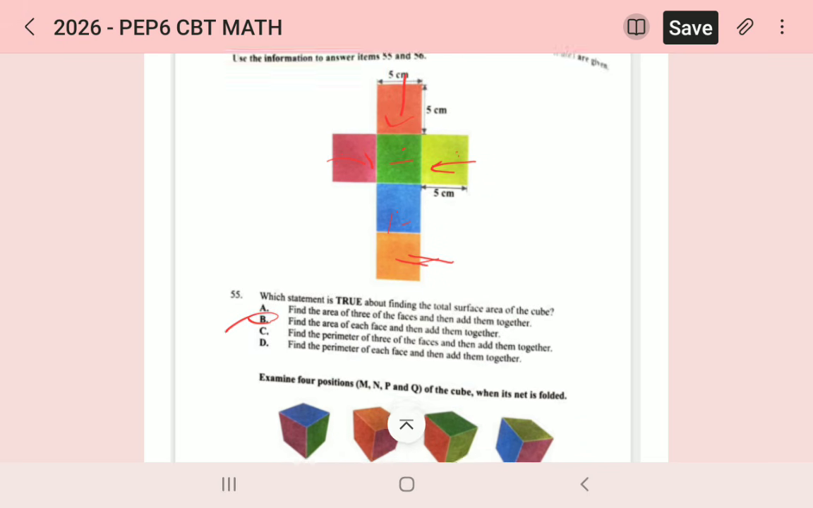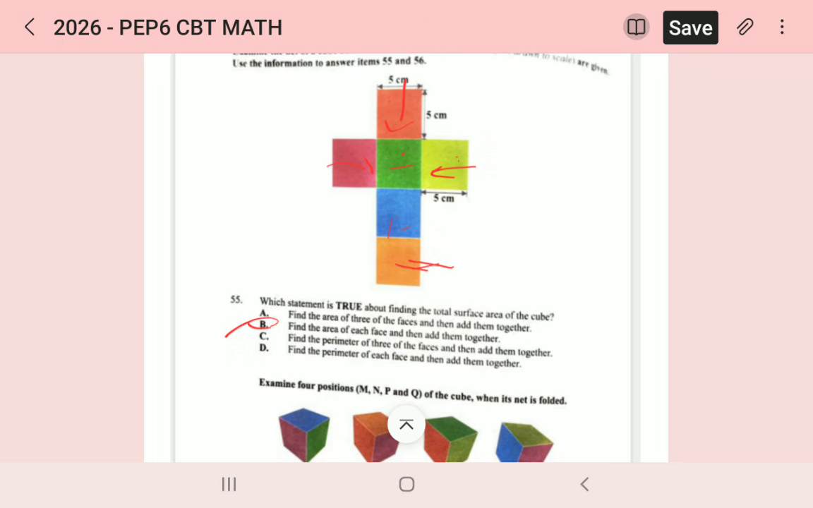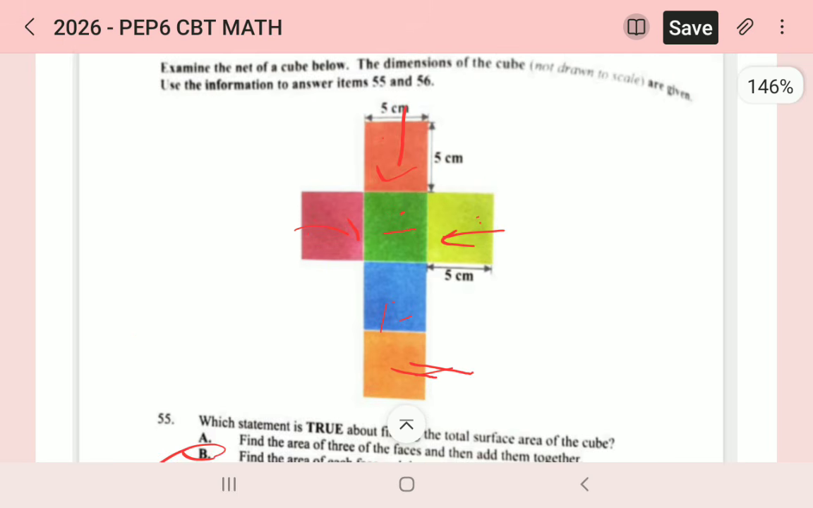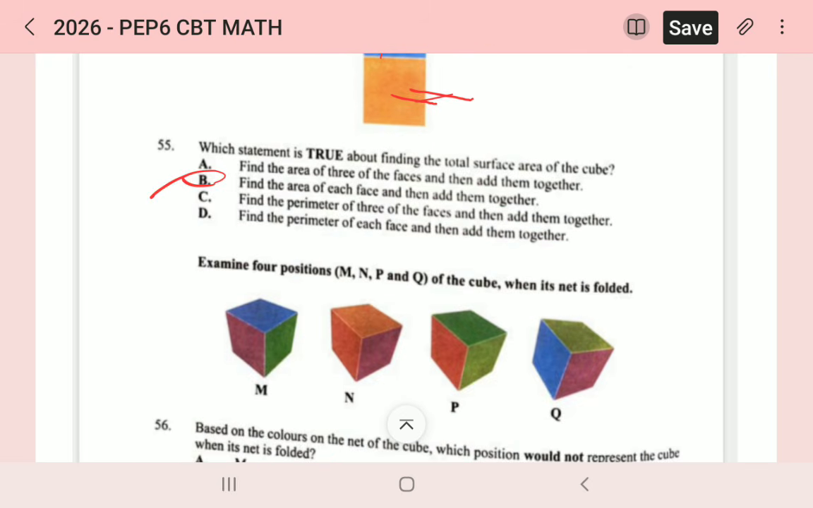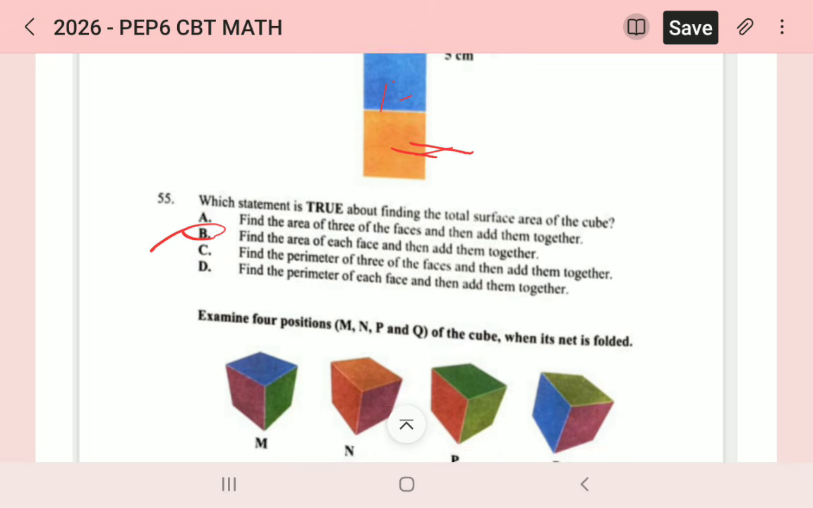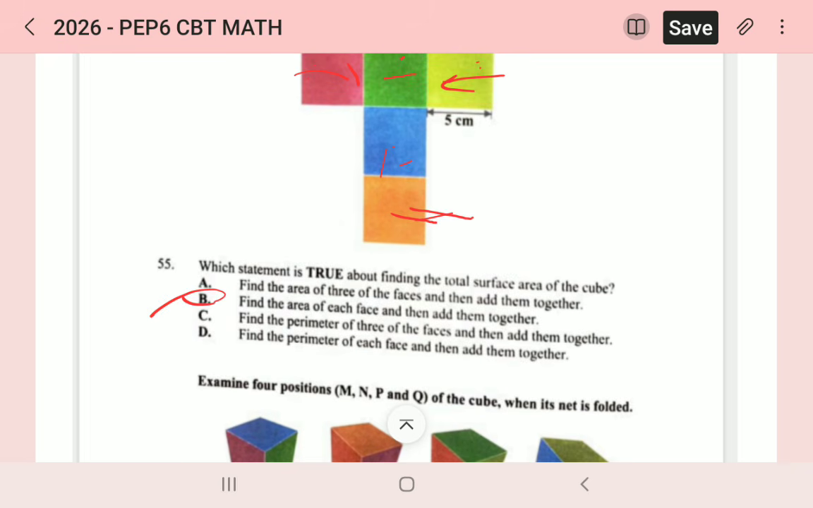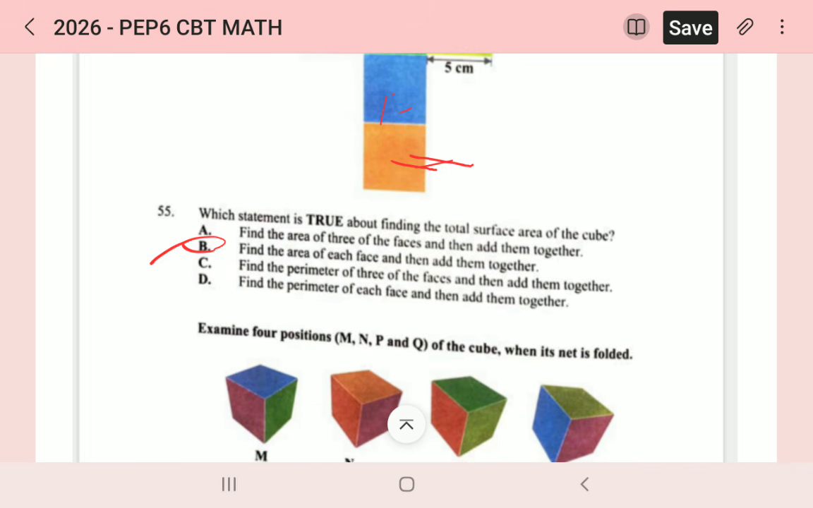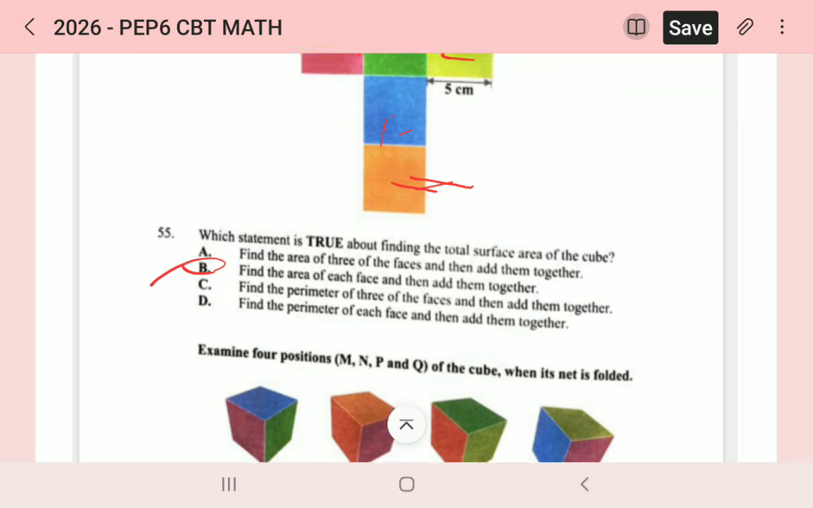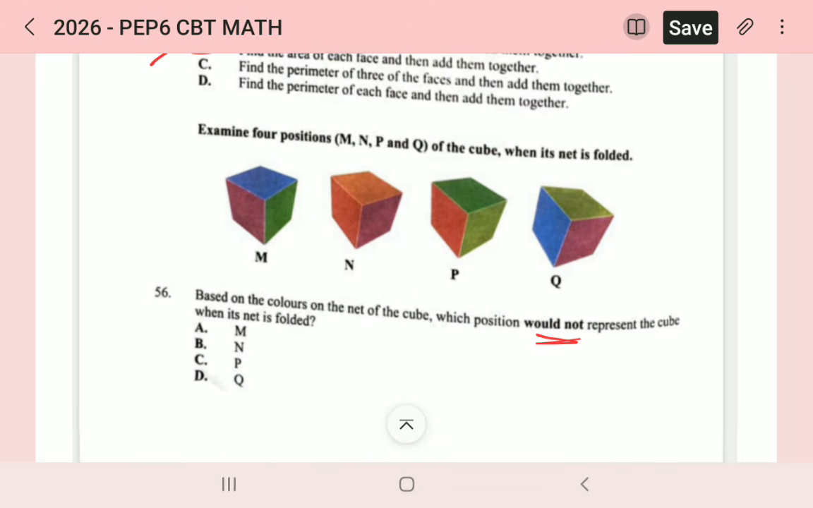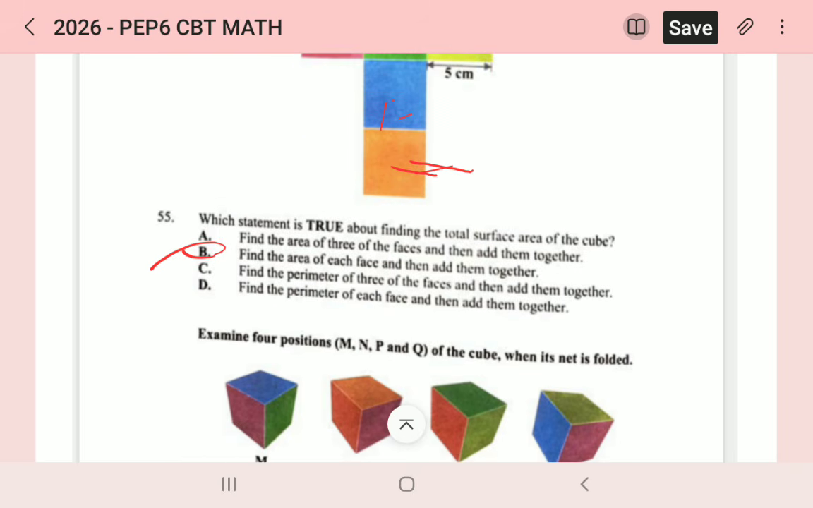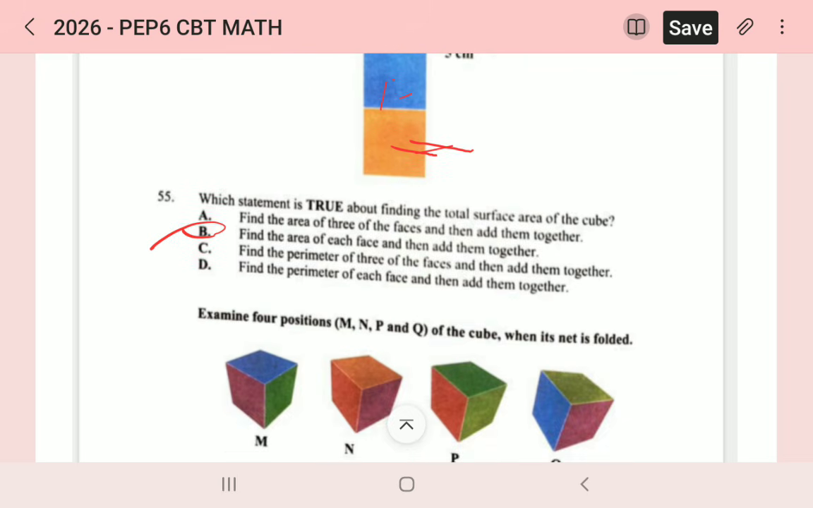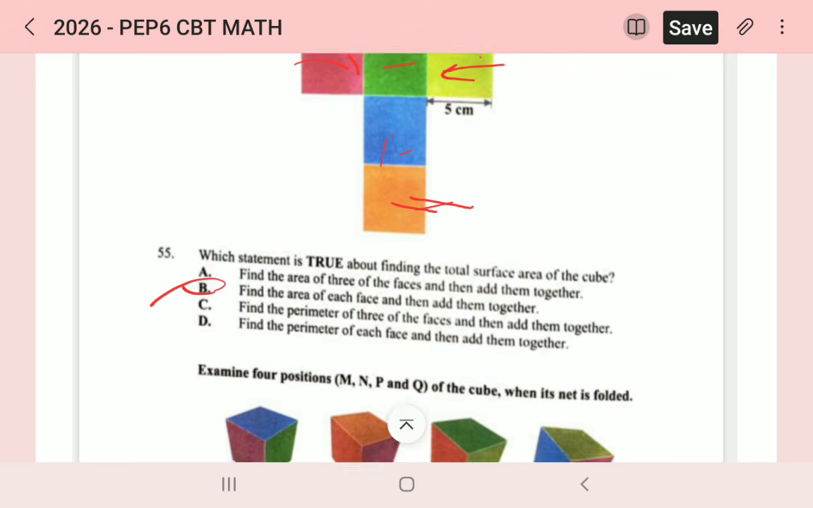All right, so the most it would be is that you're going to get one wrong. Still should land you in your perfect school. But let's look. If the green goes to the top, you have a pink, you have a blue to there. So which would not represent the cube when it is folded? Blue would be on the side of green, and then you will have a pink.